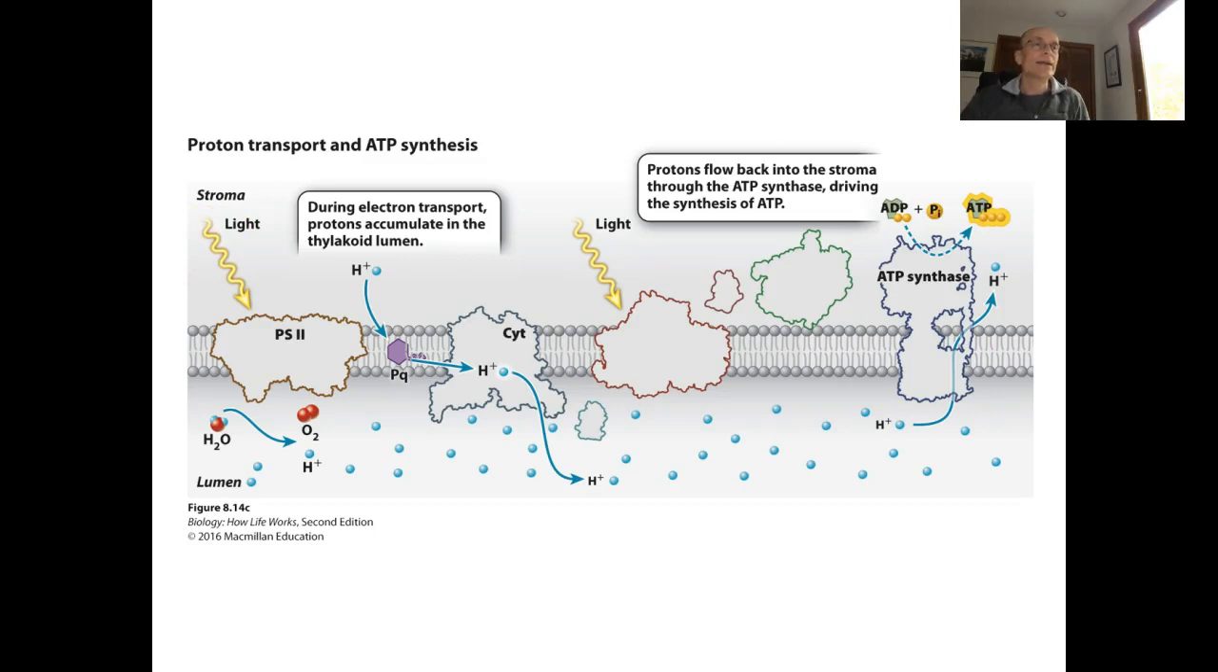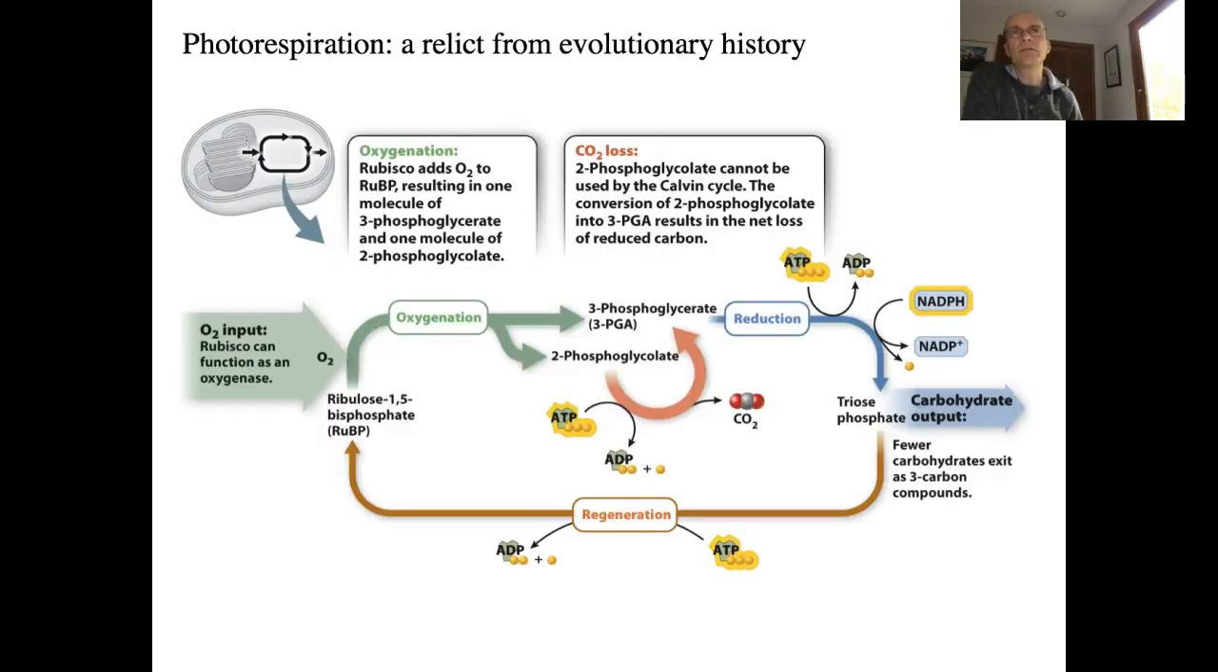All right, so with that, you have the main components of photosynthesis. Now let me say a few things and then we'll finish it up. There is an interesting relic from evolutionary history, and that is a reaction called photorespiration. Photorespiration is interesting because of that enzyme I mentioned at the beginning. This should look familiar, it should look like the Calvin cycle.